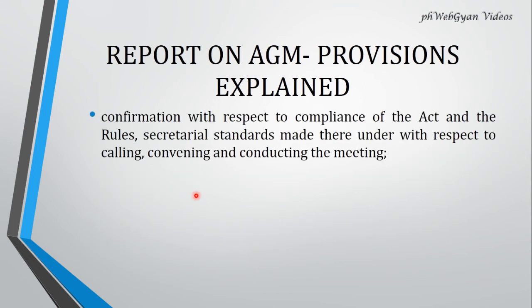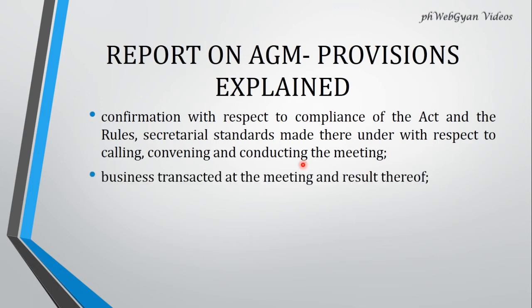Another point is confirmation with respect to compliance with the Act, rules and secretarial standards made thereunder with respect to calling, convening and conducting the meeting. I have already discussed that the report has to include the confirmation that this meeting has been convened and held as per the provisions of the Act, rules and secretarial standards. So this confirmation is to be provided in the report of the AGM by all the listed companies. Now, what is the business that is transacted at the meeting and the result thereof?